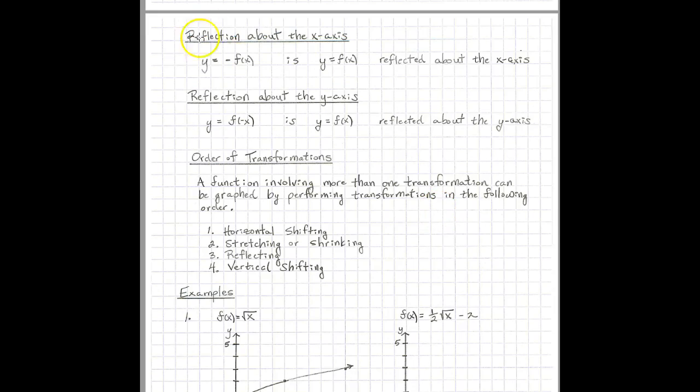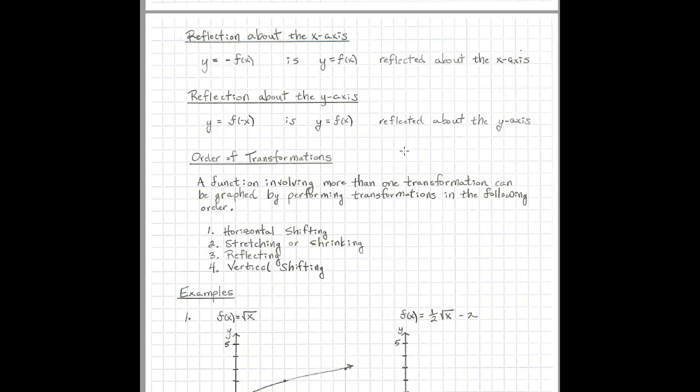Reflection about the x-axis: y equals minus f of x is y equals f of x reflected about the x-axis. And y equals f of minus x is the same thing as y equals f of x, but reflected about the y-axis.